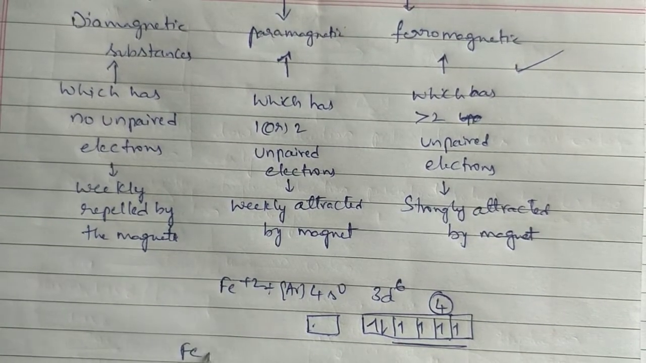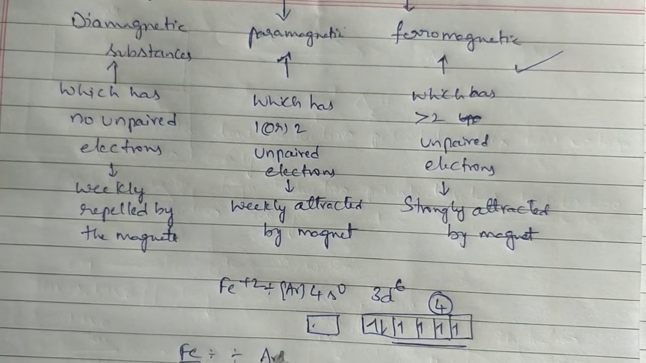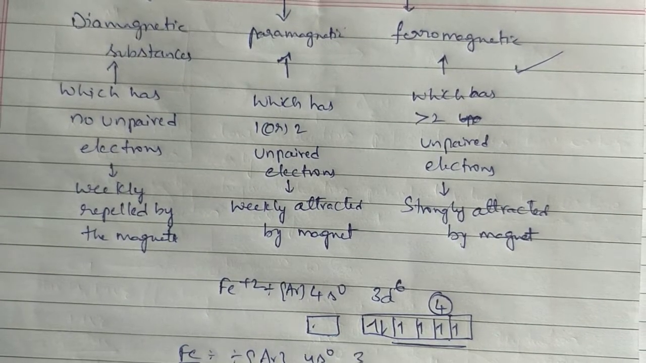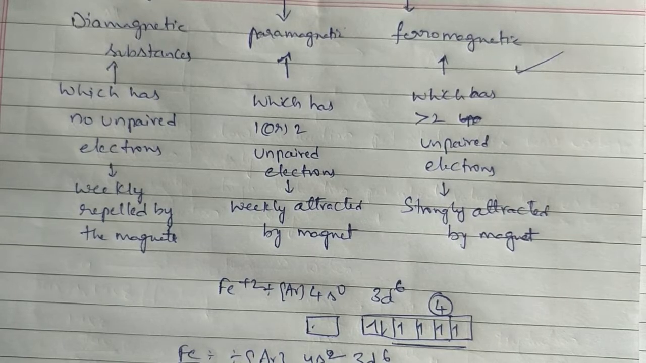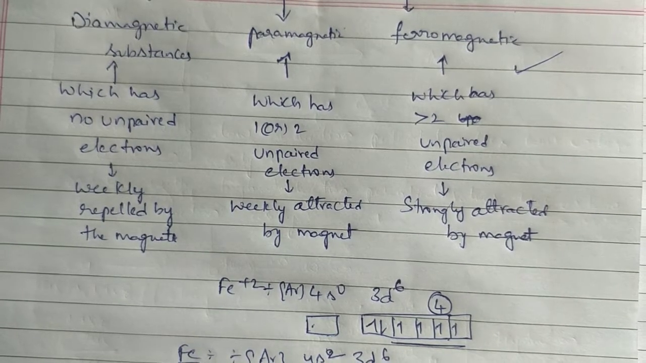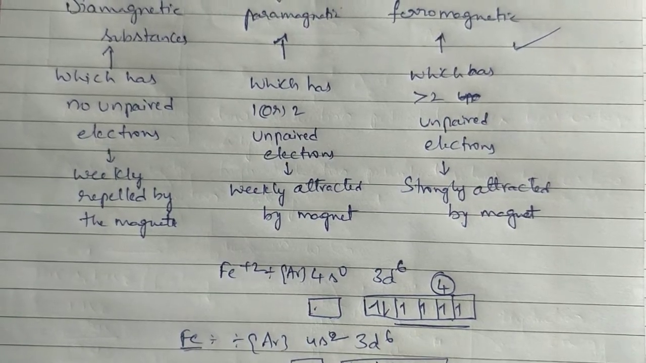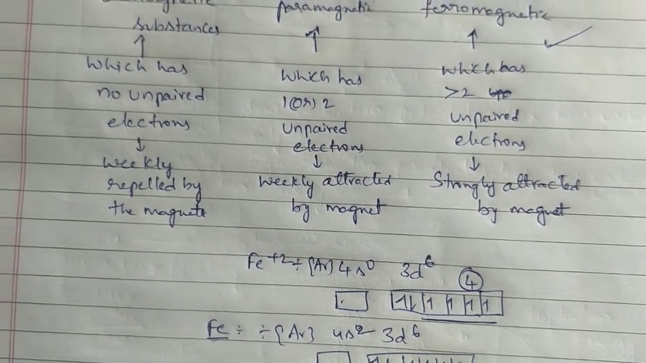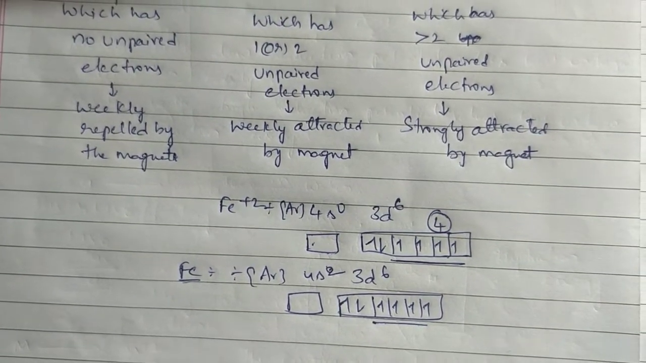Even iron, iron electronic configuration is argon 4s2 3d6. Even iron also has 4 unpaired electrons. It comes under ferromagnetic substance only. Okay, that's why iron, if you keep a magnet nearby, will be strongly attracted by the magnet.